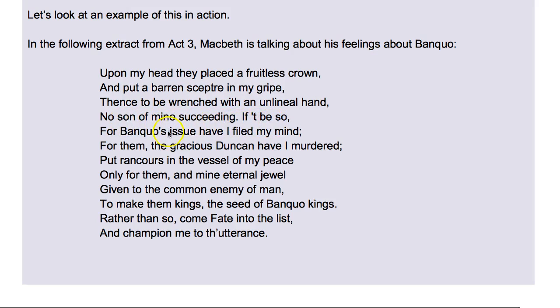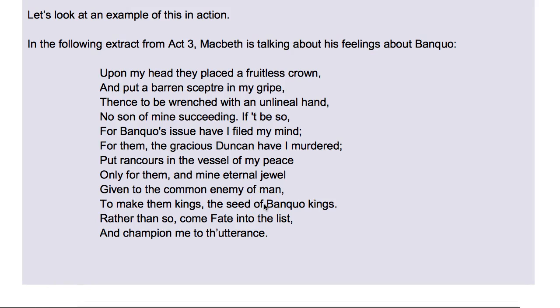If it be so, for Banquo's issue have I filed my mind. For them, the gracious Duncan have I murdered, put rancours in the vessel of my peace, only for them, and mine eternal jewel given to the common enemy of man, to make them kings, the seed of Banquo kings. Rather than so, come fate into the list, and champion me to the utterance.